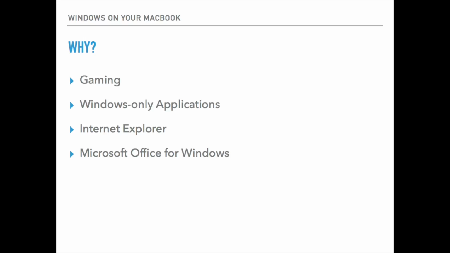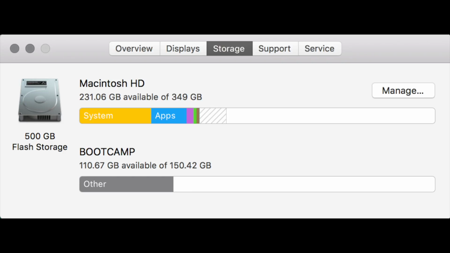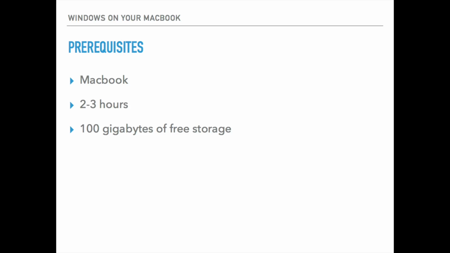So how do you do this? To run Windows, you should partition your hard drive. This basically means to set aside a chunk of storage in your Mac for the new system, and this chunk is called a partition. By the end of this video, you will understand how to create such a partition and how to use it to run Windows. Before we can begin, you first need the following items: a MacBook, 2 or 3 hours, and around 100 gigabytes of free storage. Once you have all those things, we can get started.